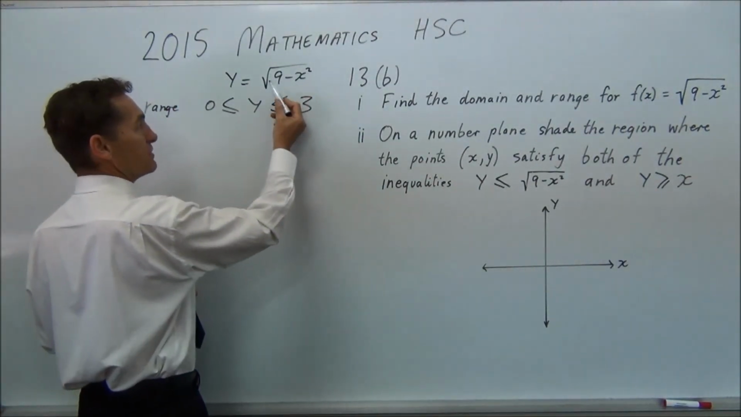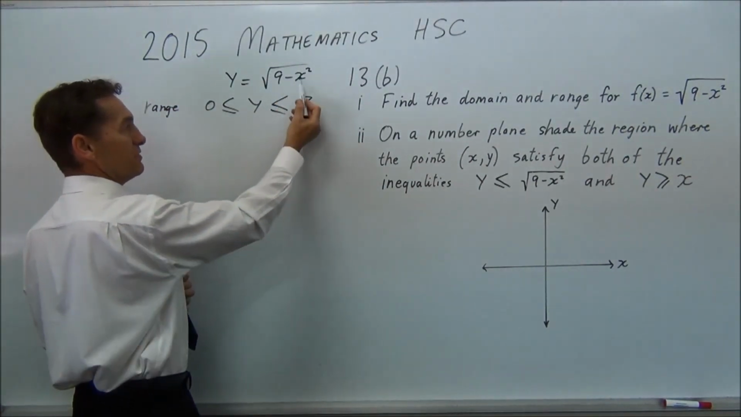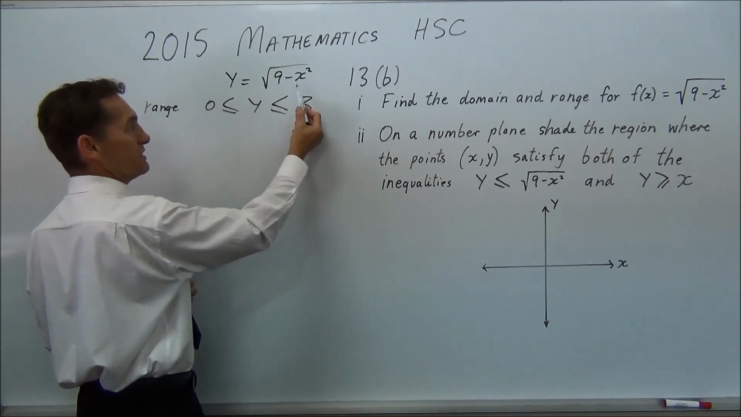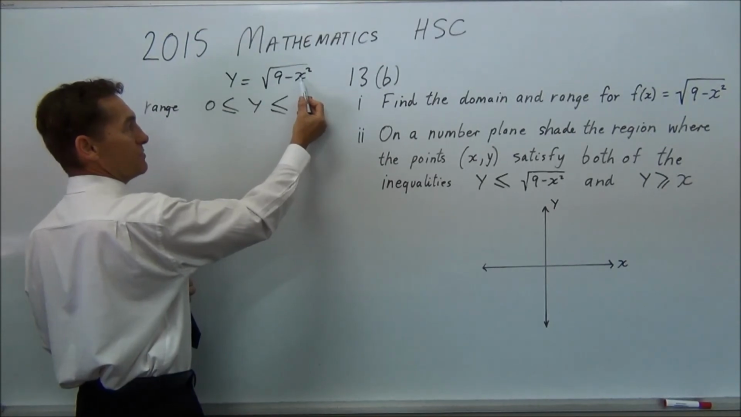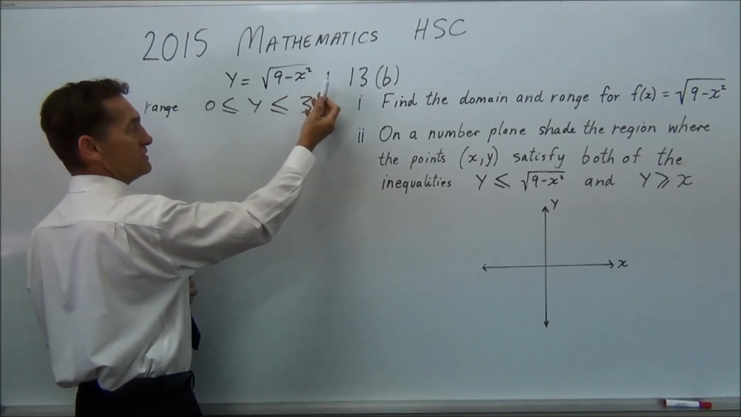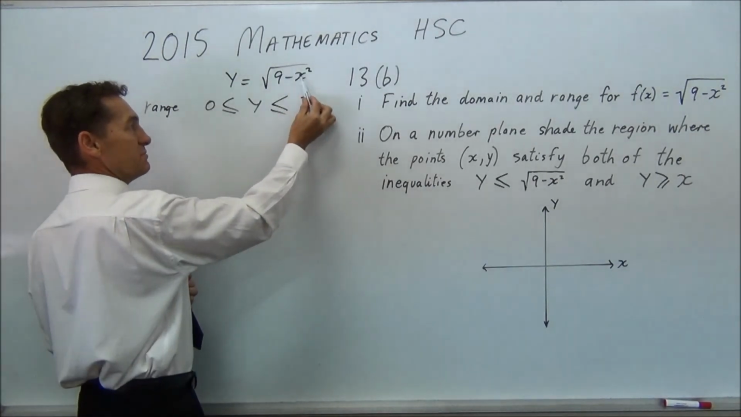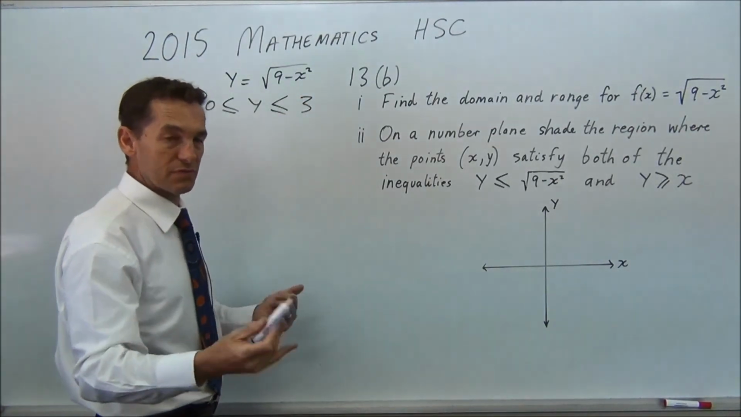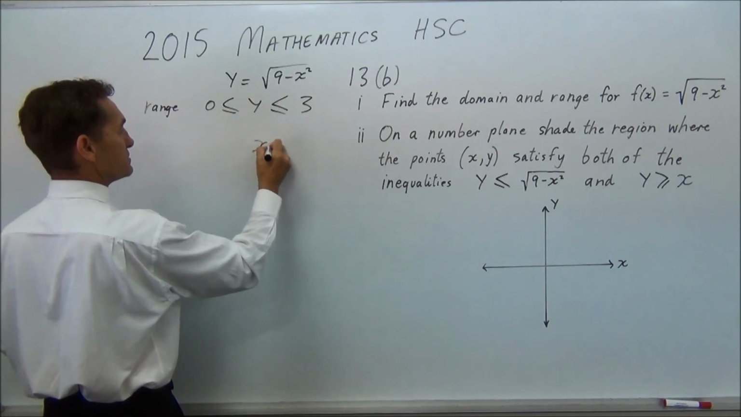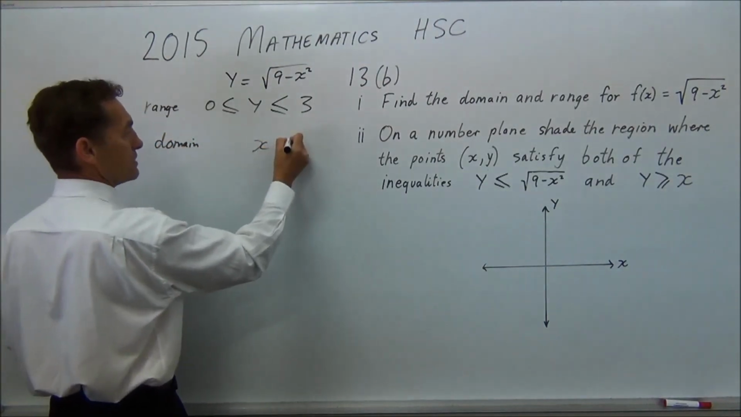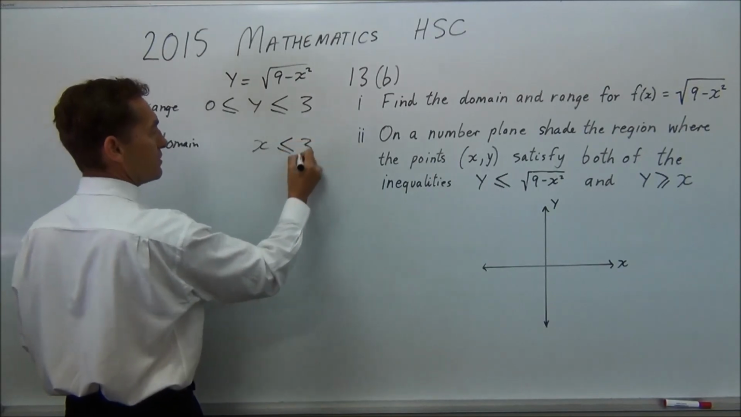So again, we've got to look inside here. Well, we can't make this negative. We can't make this number such that the whole thing becomes negative. Well, again, if we put 3 in there, 9 minus 3 squared is 0. If I put 4 in there, it becomes negative. So this number cannot get bigger than 3. So we know x, so this is our domain, cannot get bigger than 3.